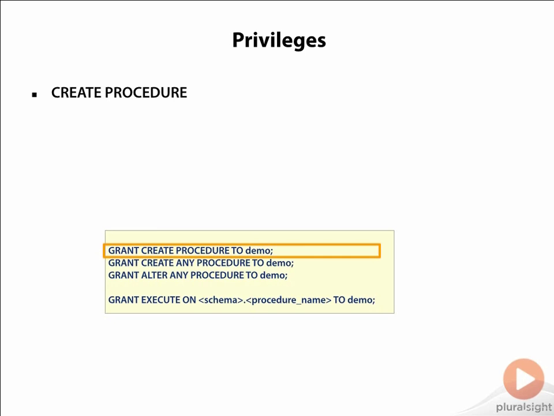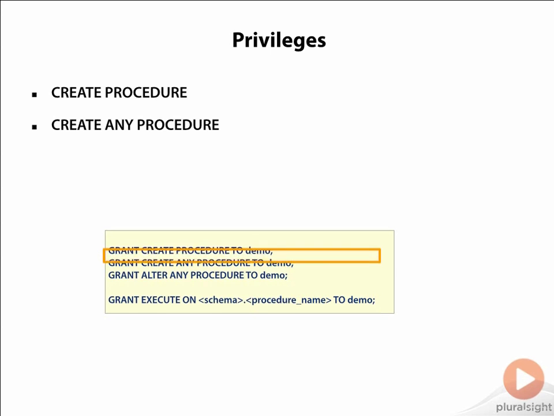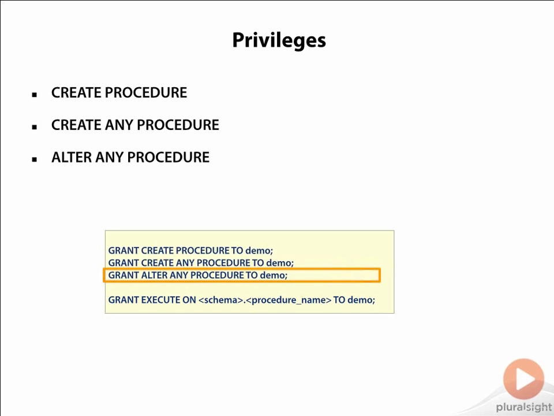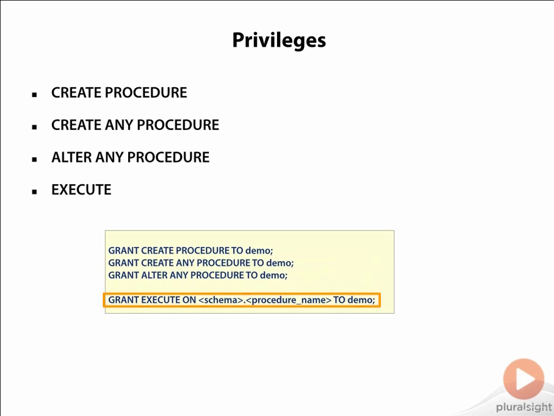You need the create procedure privilege to create a procedure or a function in your own schema, create any procedure to create a function or a procedure in any schema, alter any procedure to alter a function or procedure in any schema, and execute privilege to execute a function or procedure created by someone else.